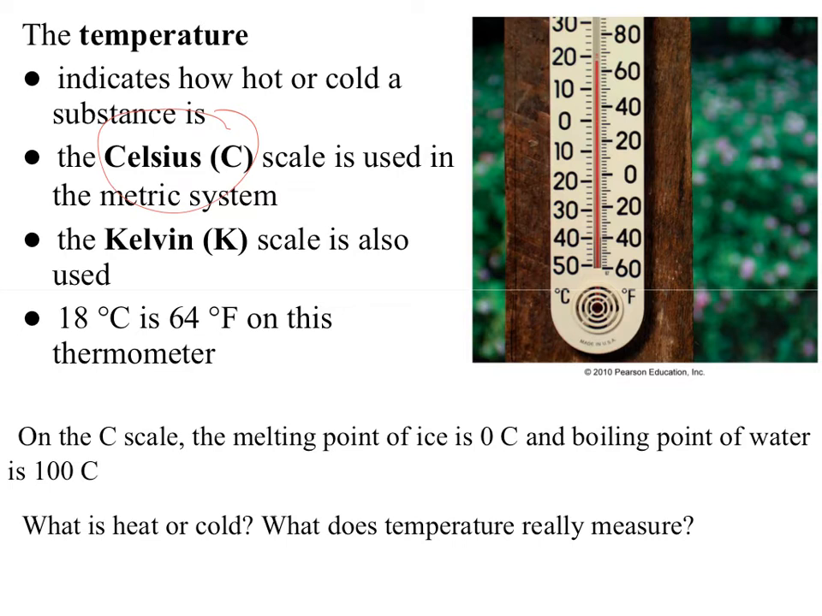Celsius is the temperature scale used in the metric system. And again, most countries, if you were to go to Belgium today, for instance, and watch their weather, you may not be able to understand what they're saying in Flemish, but the temperatures that would be reported would look awful goofy. That's because they're in Celsius, not Fahrenheit. Just to give you an idea, 18 degrees Celsius is equal to 64 degrees Fahrenheit on this thermometer that's shown right there. On the Celsius scale, the melting point of ice is zero. That's also called the freezing point. And the boiling point is 100 degrees Celsius.